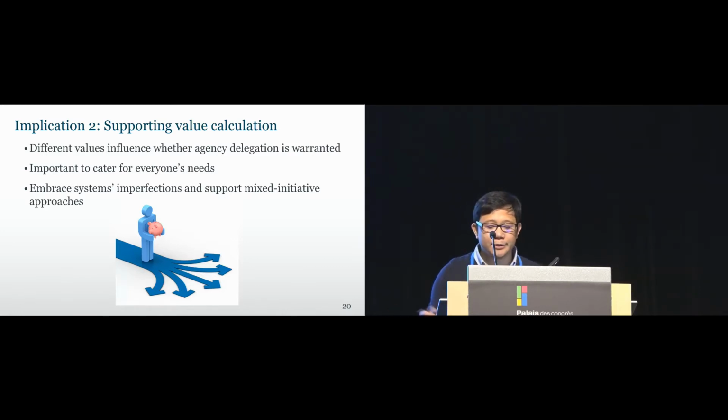The second implication is about supporting value calculation. In this study, people mentioned values such as locality, health, and convenience that enabled them to delegate agency even to an unpredictable service like the veg box. Therefore, it is important to cater for all of people's values and support people's value calculation practices through design. We should embrace the fact that these systems are imperfect, and researchers should focus on mixed-initiative approaches in which agency can be transferred from system to user and vice versa to support users' own calculation practices.